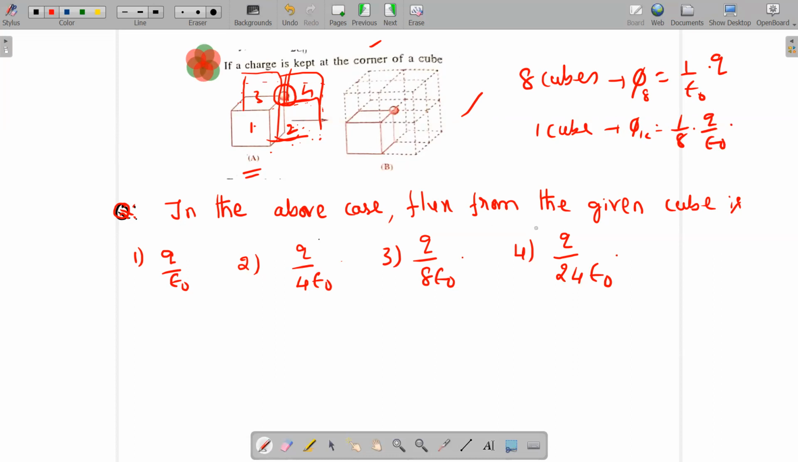Next, the question is the flux from the given cube. Yes, that's all. It asks only about the given cube. So that means only 1 cube is how much? 1 by 8 times q by epsilon naught, or q by 8 epsilon naught. Q by 8 epsilon naught. That means option 3 is the correct one. Got it, guys? Next, based on this only, we will do one more question here.